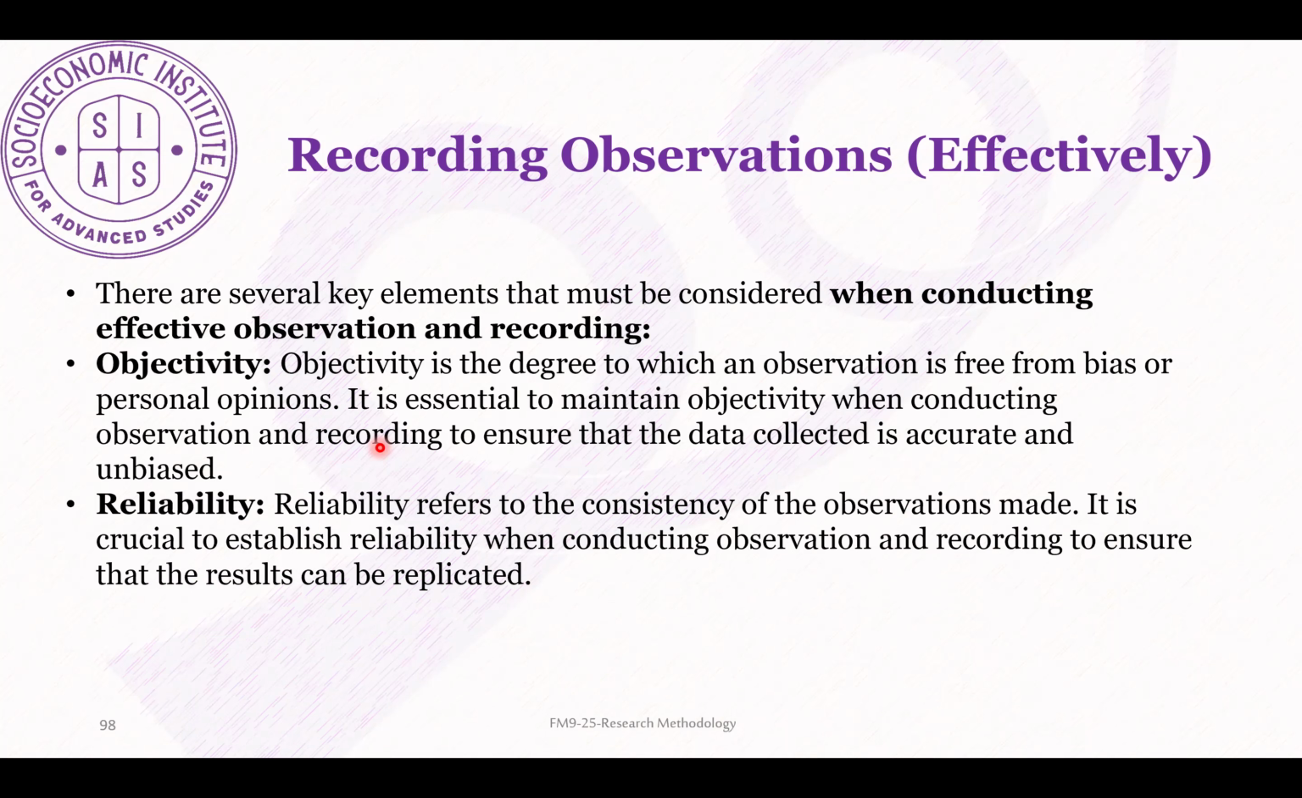The other issue is reliability, which refers to the consistency of the observation made. So are we reliable, which means we are consistent every time, because we always say reliability is the probability of availability. The more consistent we are, the more reliable we are. So it is crucial to establish reliability when conducting observation and recording, to ensure that the results can be replicated.